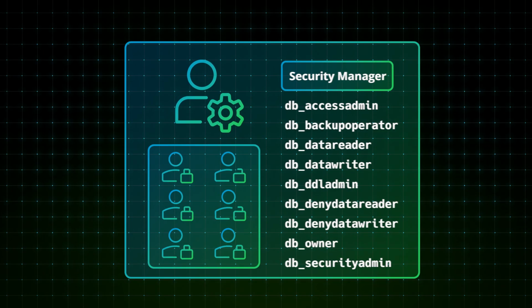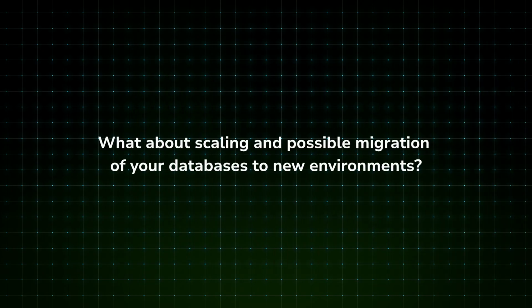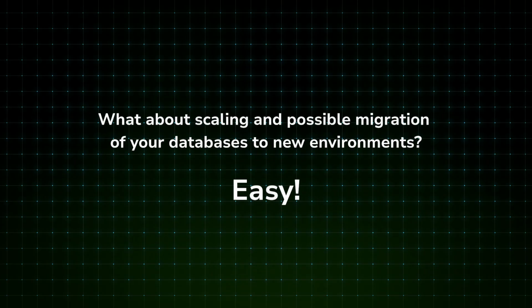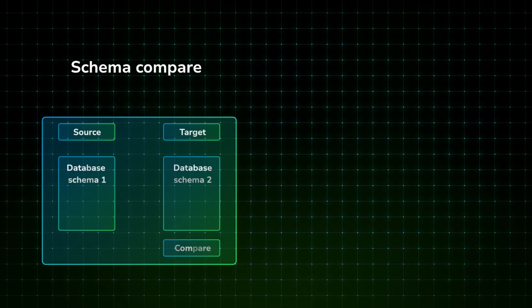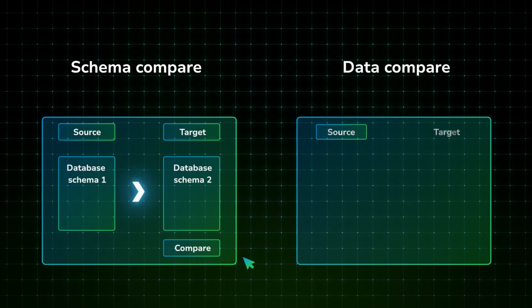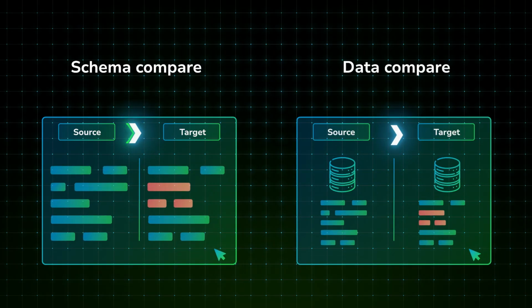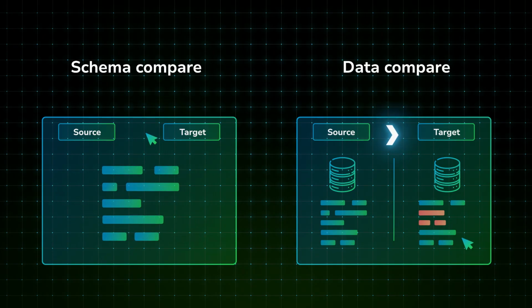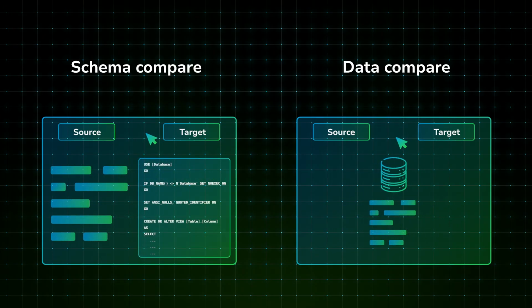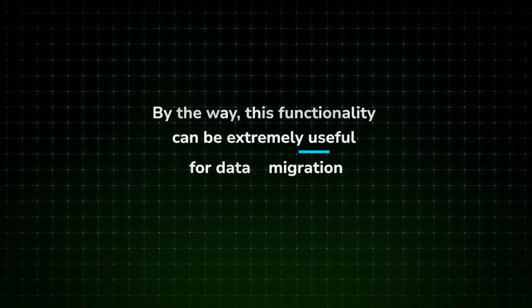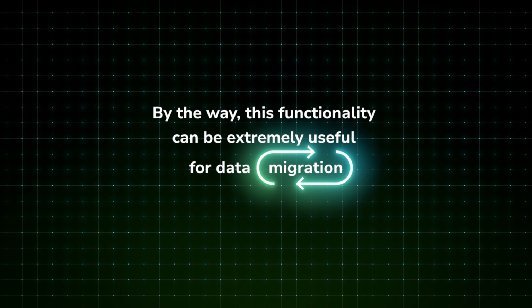What about scaling and possible migration of your databases to new environments? Easy! dbForge Edge has 2 integrated tools called Schema Compare and Data Compare. First and foremost, they can help you compare any 2 databases, scrutinize the conveniently highlighted differences in the schemas and data, and synchronize the source to the target in no time with an auto-generated script. By the way, this functionality can be extremely useful for data migration.